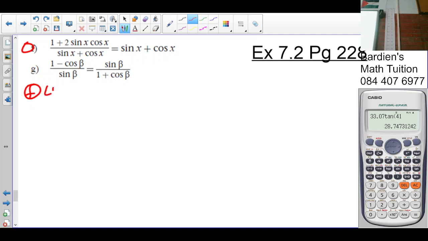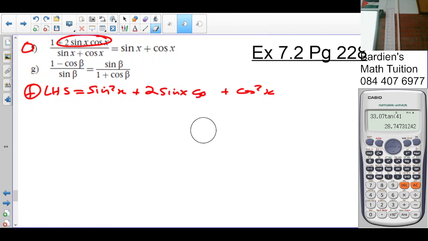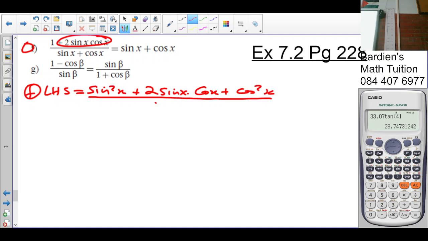So the left hand side we're going to work with. If we're looking at the left hand side, what can be done in the numerator? The 1 can be written as sine squared x plus cos squared x. Not so. That's your number 1. This 2 sine theta cos theta with sine x cos x, I put in the middle. Why do you think I'm putting it in the middle? To create a trinomial.